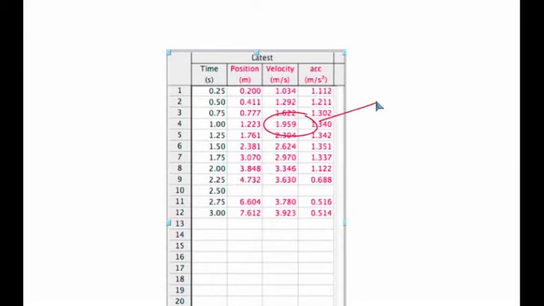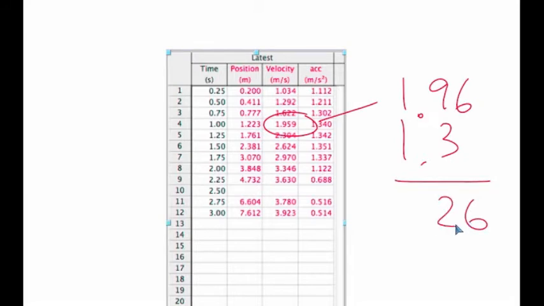After 1 second, the speed is 1.96 meters per second. If we add 1.3 to that, we get 3.26. 1 second later, at 2 seconds, the speed is right around 3.3 meters per second. The speed's going up 1.3 meters per second each second.